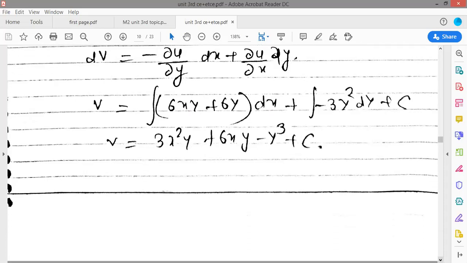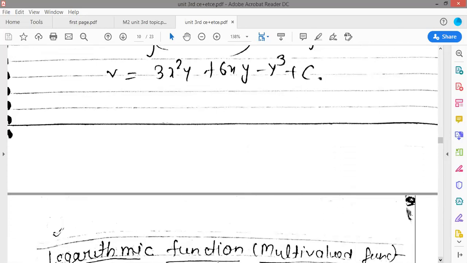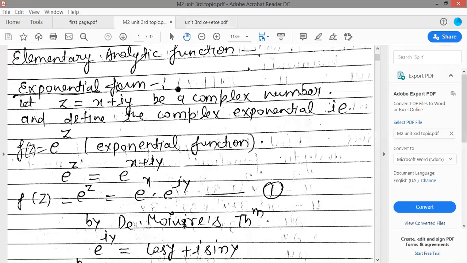We have lots of questions on this one. I will send you an exercise to solve all these questions. But further, we will discuss our next topic, elementary analytic functions.